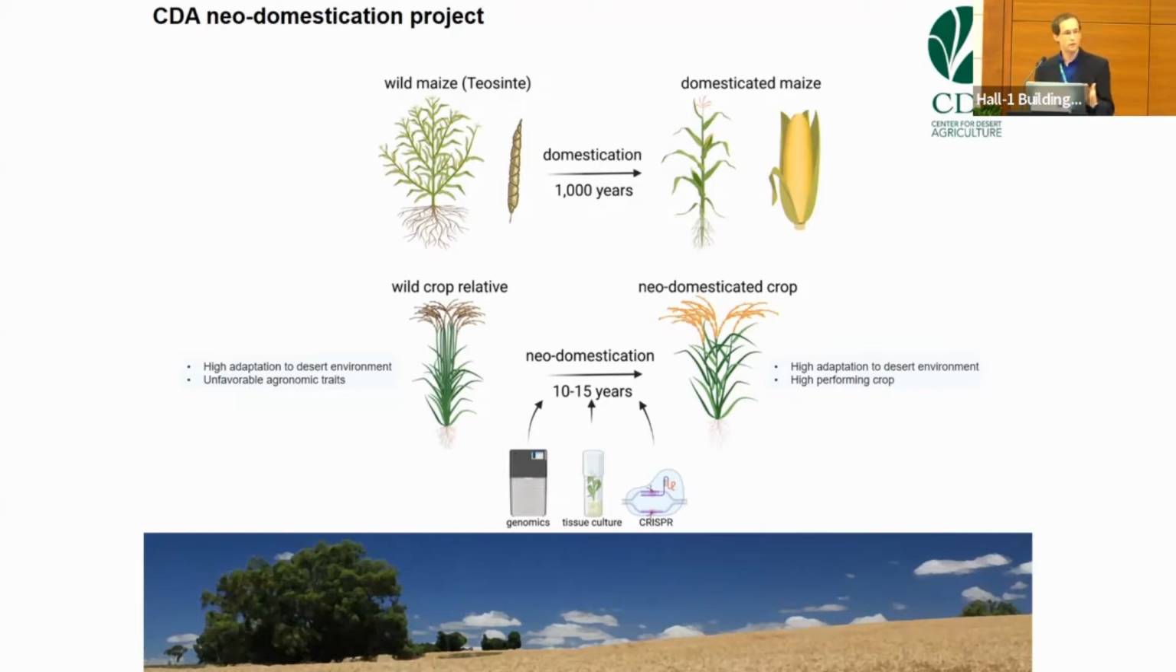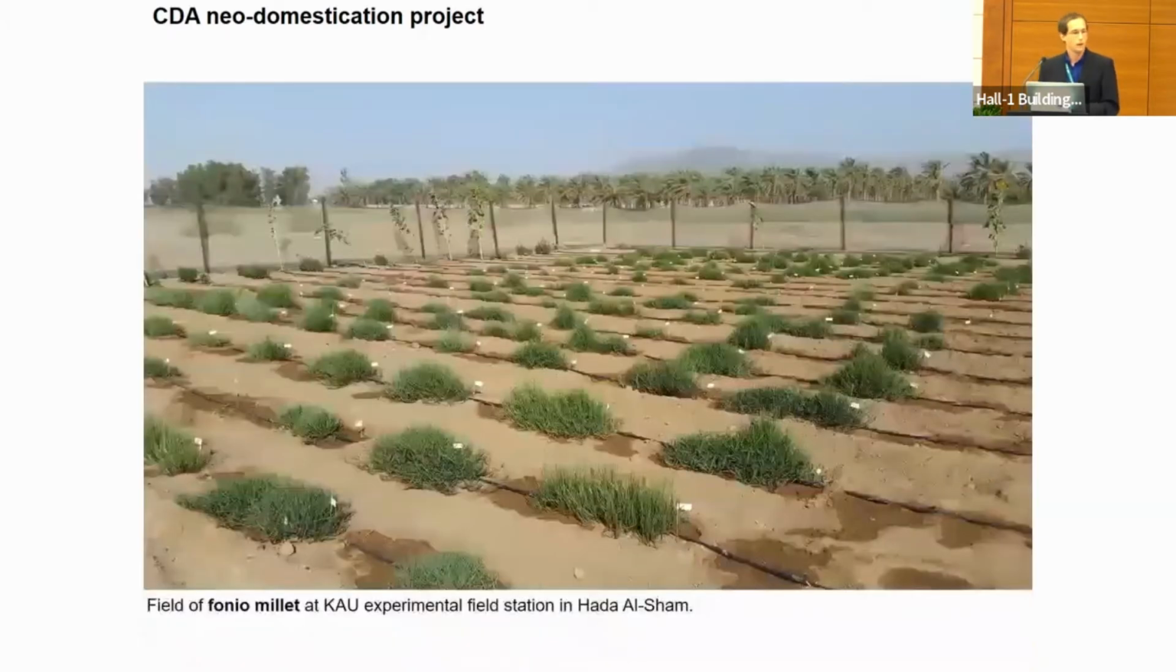So this is the vision we have, that within 10 to 15 years, we can come up with new crop species that are suitable for Saudi Arabia. Now, I just want to show you a few examples. So here, for example, this is a field of fonio millet. Fonio millet is an interesting crop. I call it a semi-domesticated or neglected crop, similar to pearl millet that Salim mentioned before. It's a crop that is cultivated and consumed in West Africa, but that still looks very much like a wild plant.